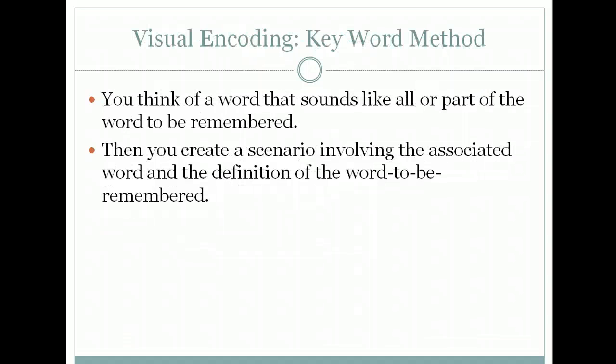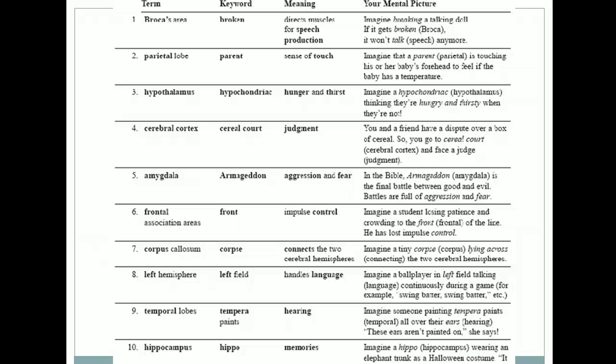The keyword method. This is a method that we'll use in particular when we're learning the different parts of the brain. And for this, you think of a word that sounds like all or part of the word to remember. Then you're going to create a scenario involving that associated word and the definition of the word to be remembered. So it sounds a little confusing, but let me show you an example here.